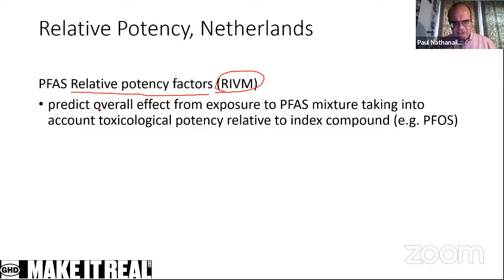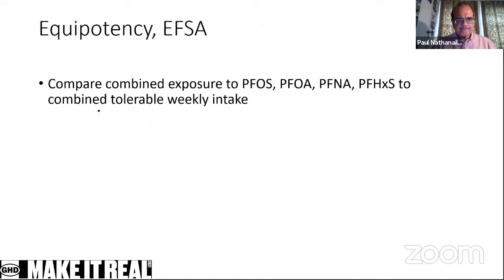And there's a number of initiatives of these kinds of relative potency factor approaches. EFSA, on the other hand, has decided to treat four substances, PFOS, PFOA, PFNA, and PFHxS, as being equally bad, equally potent, and give them a combined tolerable weekly intake. So relative potency factors, equipotency.